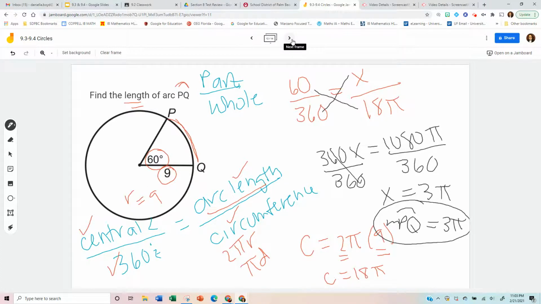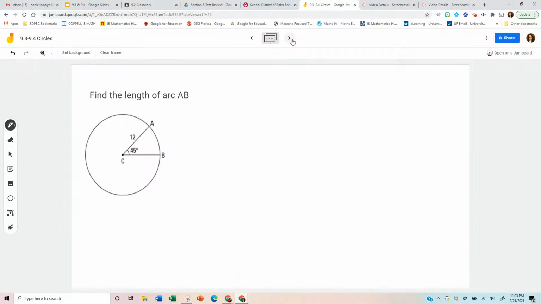Let's do this again. Find the arc length of AB. Remember that your formula is central angle over 360 equals arc length over circumference.